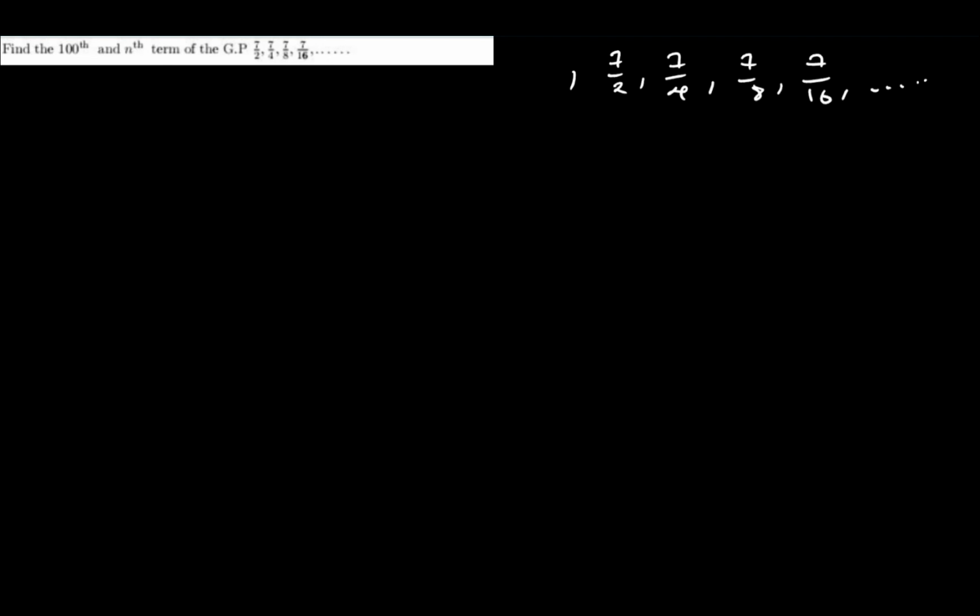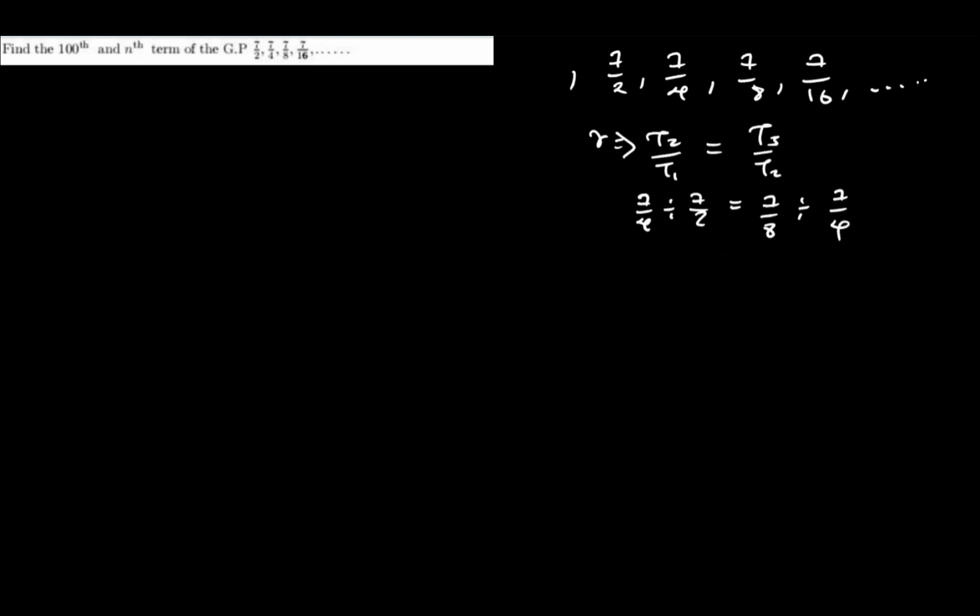So what we'll do is this. We first have to determine what the common ratio is. So let's find r. r is found by saying term 2 divided by term 1, which is also equivalent to term 3 divided by term 2. So term 2 is 7 over 4 divided by term 1, which is 7 over 2, which is equal to term 3, which is 7 over 8, divided by term 2, which is 7 over 4.